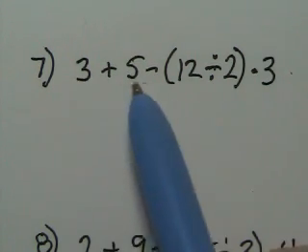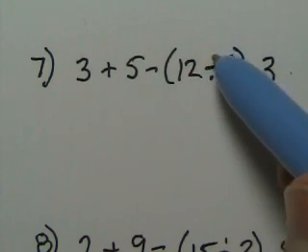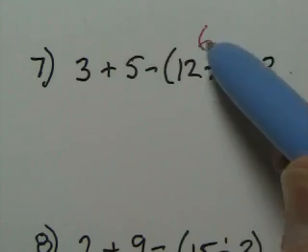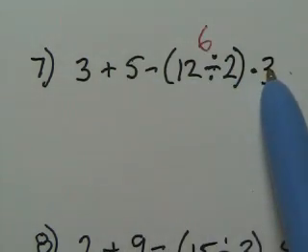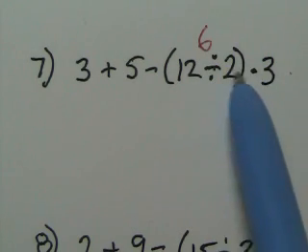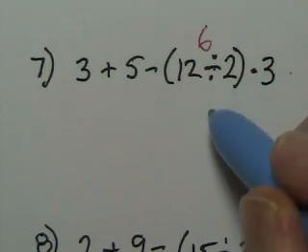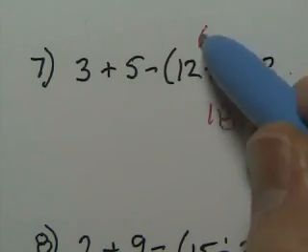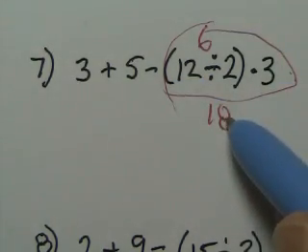Number 7, we always work inside the parentheses first. 12 divided by 2 is simply 6. I'm going to put a 6 up here. And so I have 3 plus 5 minus 6 times 2, times 3. So now I do the times. I did the parentheses, 6. 6 times 3 is 18. I'm trying to save room here, is why I'm writing like this. So all of this right here is 18.